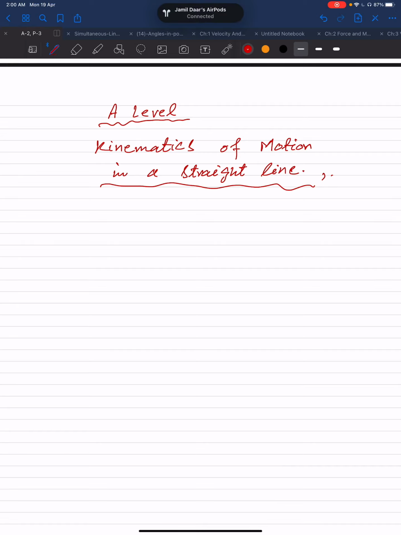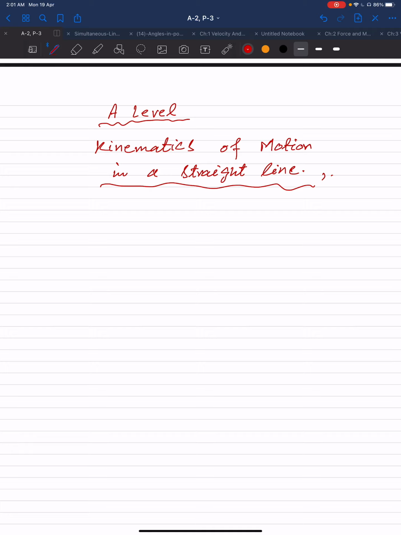Assalamu alaikum. Today we are going to discuss kinematics of motion in a straight line. This is topic number three of Mechanics 1 in A Levels. Today we'll be discussing the displacement-time graph and the distance-time graph.